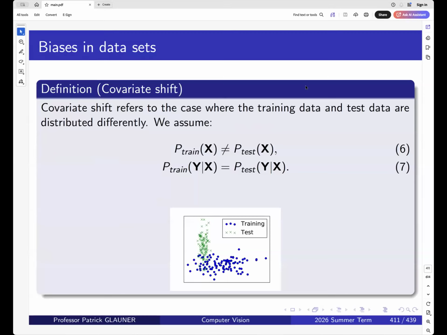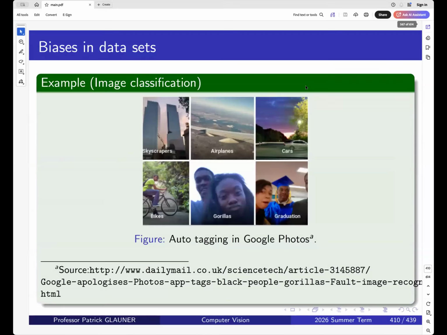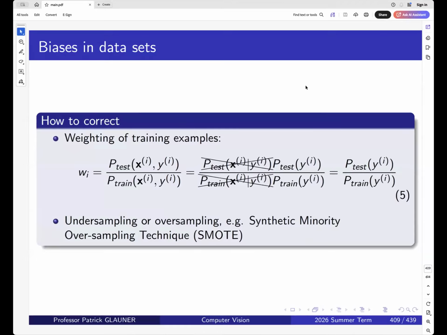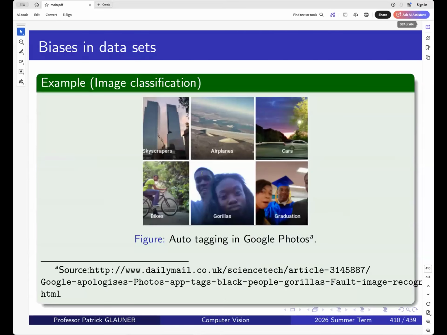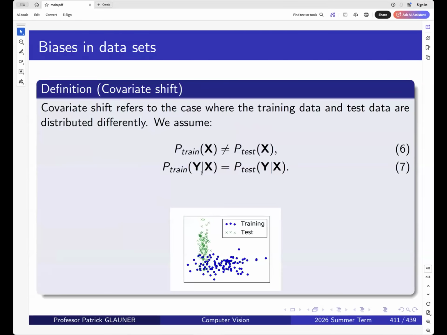Measuring covariate shift, however, is way more complex than measuring class imbalance. Class imbalance can be measured quite easily because you just count the number of labels per class in your training set and in your test set. So it's a very easy operation to determine if there's a class imbalance. Determining a covariate shift, in fact, is not that easy, and multiple methods have been proposed.